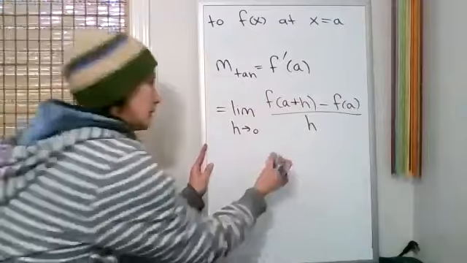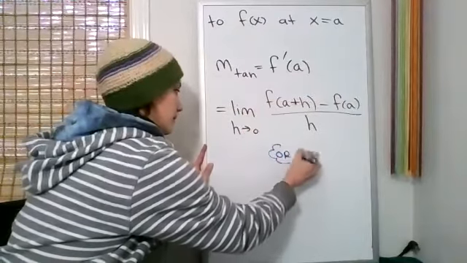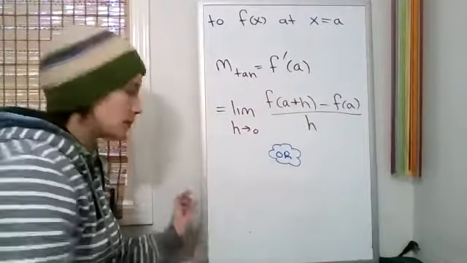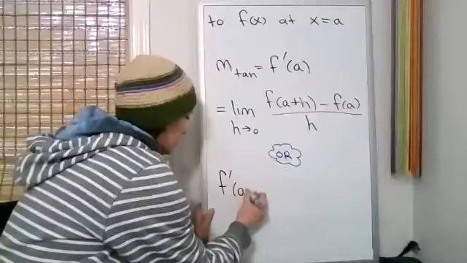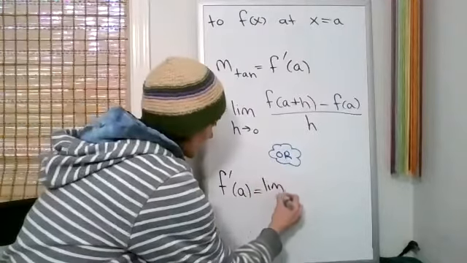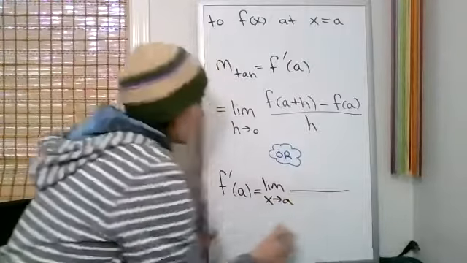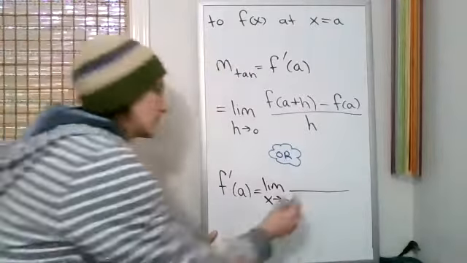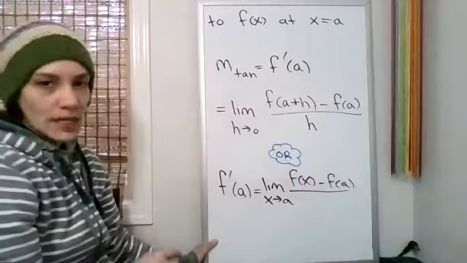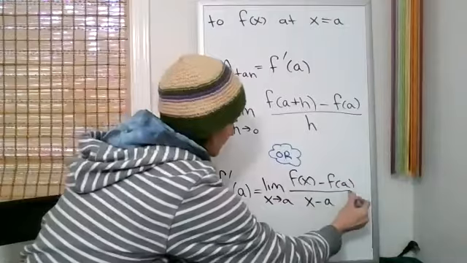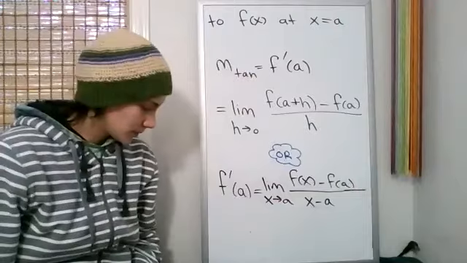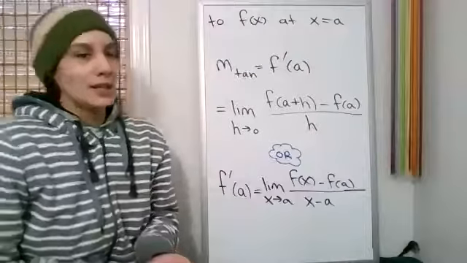Okay, the other way is to get your slope. I put f prime of a equal to the limit as x goes to a of f of x minus f of a divided by x minus a. Okay.